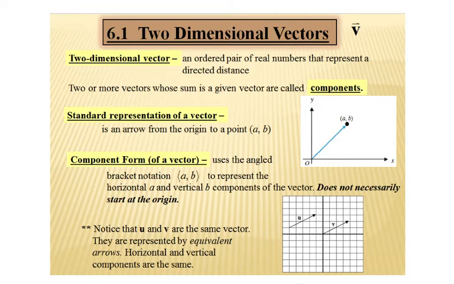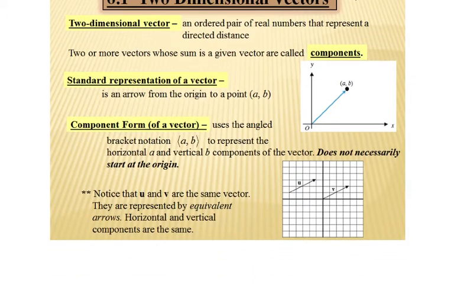And two or more vectors whose sum is a given vector are called components. So, your standard representation of a vector is going to be an arrow, from the point of origin over to the point that it meets. And the component form of a vector, again called components, uses the angled brackets. So again, these brackets instead of your parentheses.